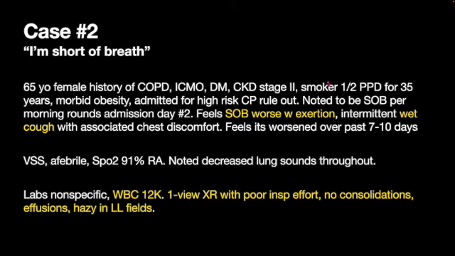Case number 2 in undifferentiated dyspnea. You have a 65-year-old female, the same lady, same background medical history, admitted for a high-risk chest pain rule out. You go see her on admission day number 2. She's saying that she actually feels worse. She's more short of breath, but now it's with exertion, and she has a wet cough. Vital signs are stable. She has some mild hypoxemia on room air, and you note some decreased lung sounds throughout. Labs were nonspecific. She did have a white count of 12,000, but you noted that she did get some steroids on her day of admission.